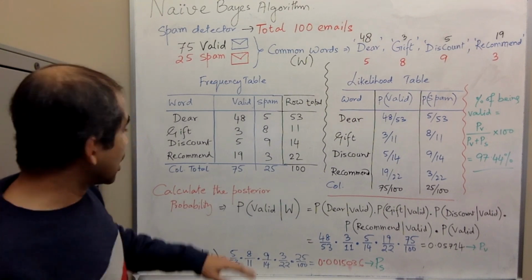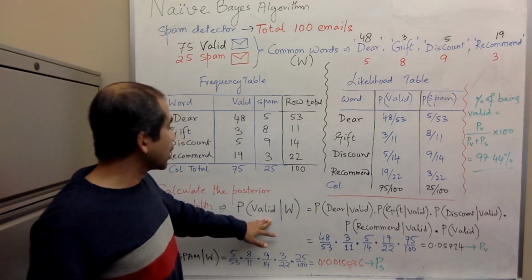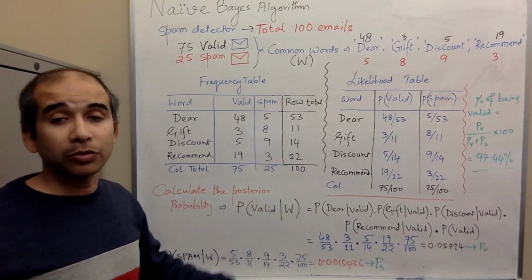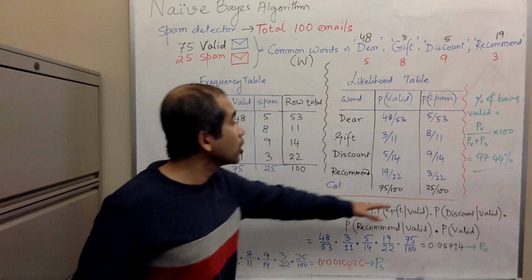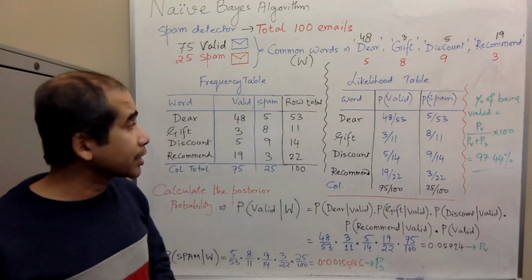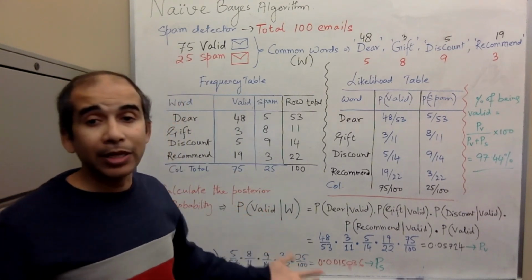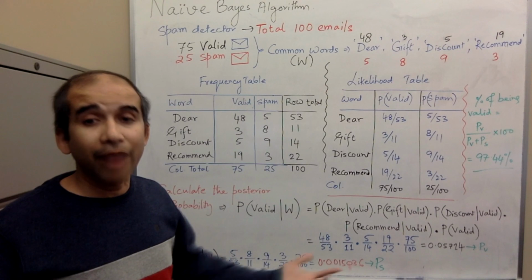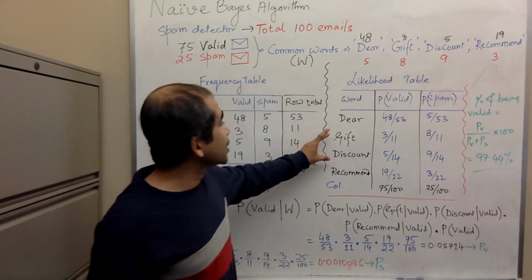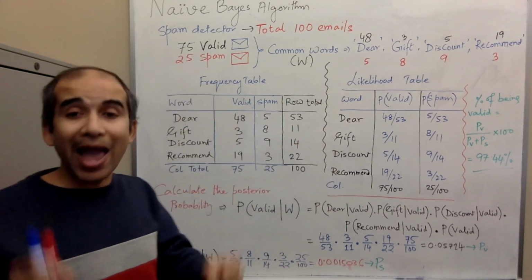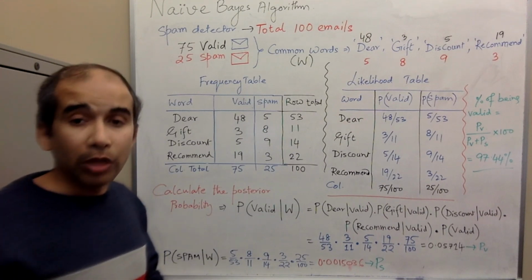Also, you see, like here we have calculated probability of finding a message is valid or spam given the presence of all the 4 words. We could have calculated what is the probability of a message being valid or spam given the appearance of just these 2 words, gift and discount. Okay, so we will also calculate that.